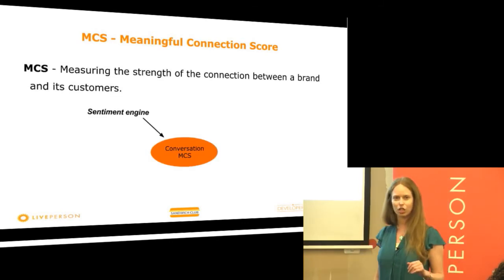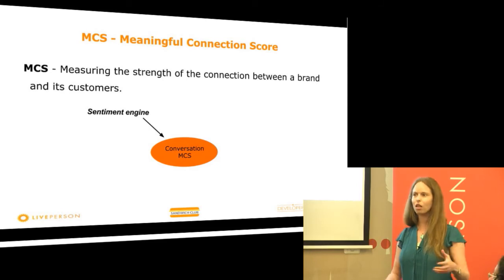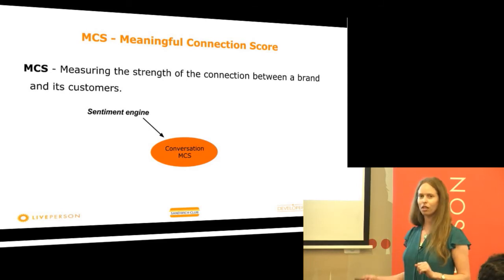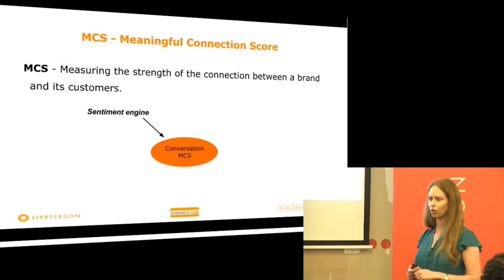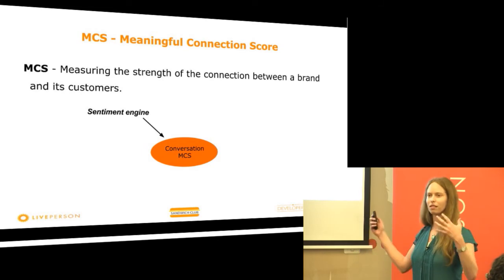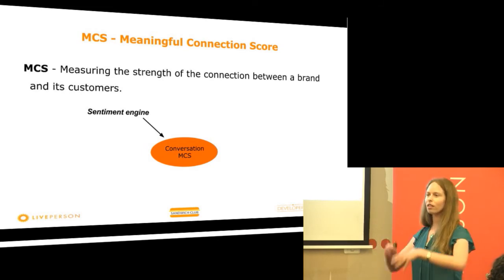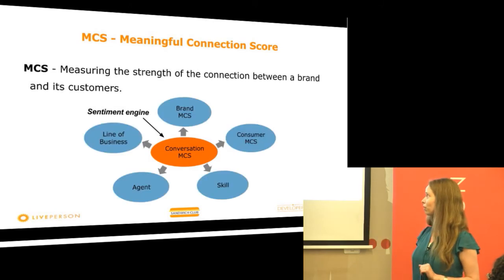The sentiment engine scores the sentences, the messages in the conversation, and we combine all those messages into one score for a conversation. This is what we call conversation MCS, Conversation Meaningful Connection Score. Now that we have one number that represents the entire conversation, we can derive some other numbers out of it. Let's see these examples.